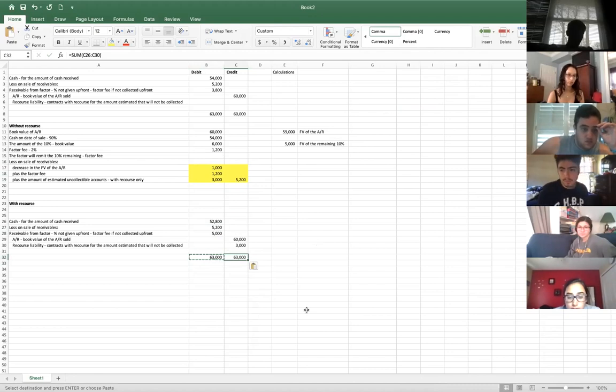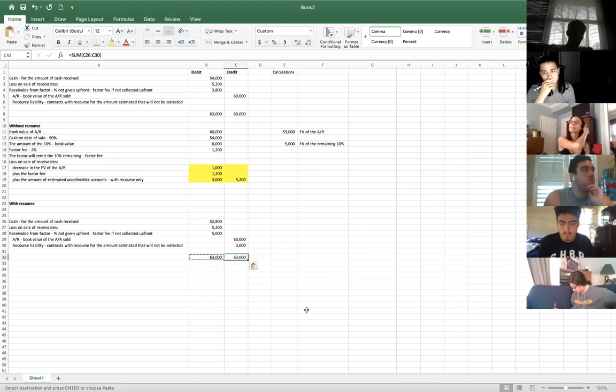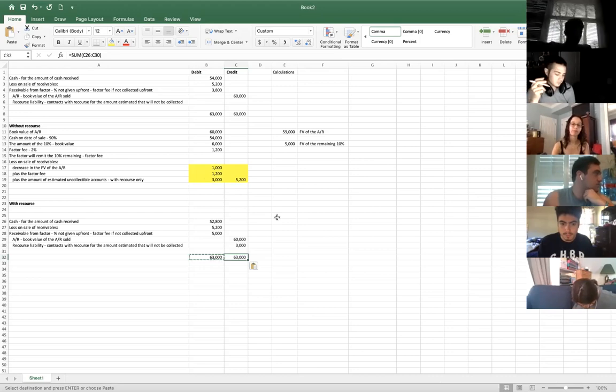So again, I haven't spent valuable class time talking about how the loss on the sale of receivables is calculated just for you to say it's a plug number. I know that the book says to balance, but you can't explain the number. It's your decrease in your fair value plus your factor fee, that's right here, plus the amount of recourse if it is a with recourse.